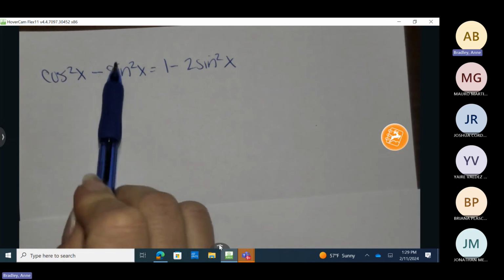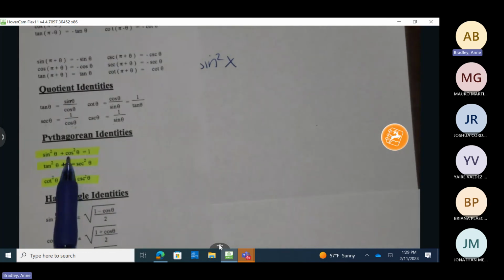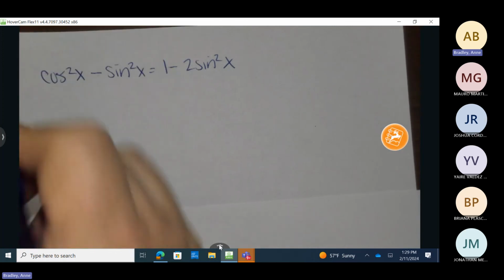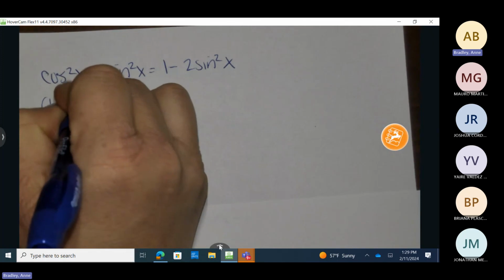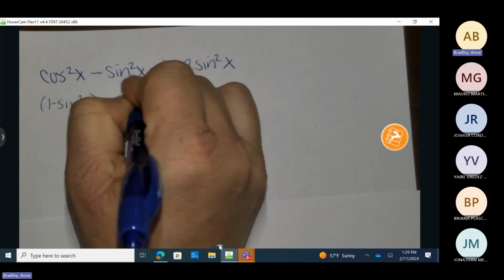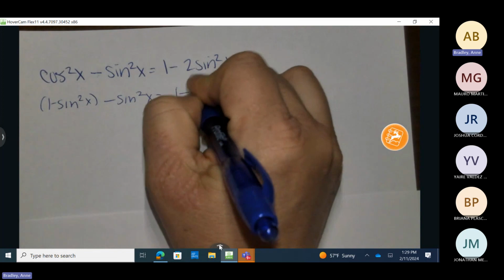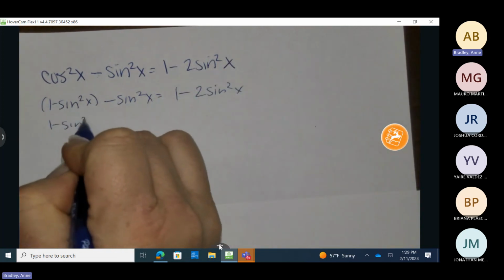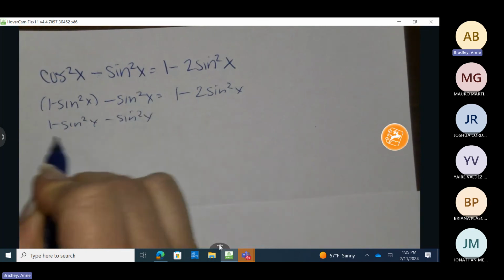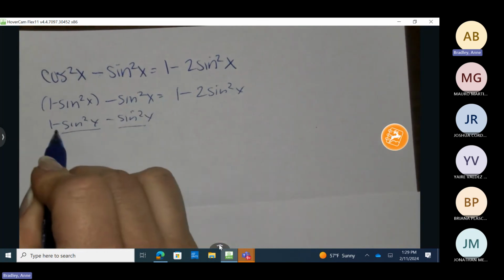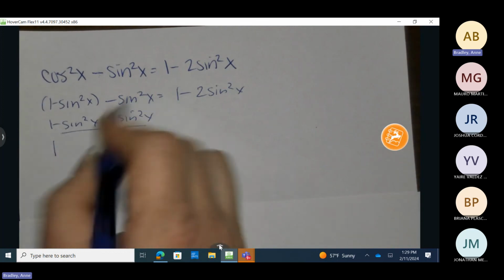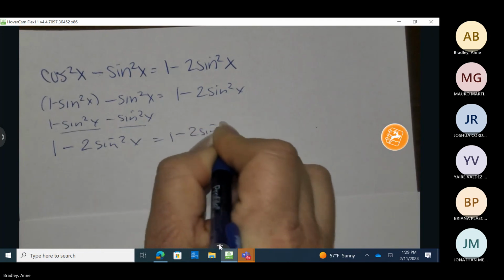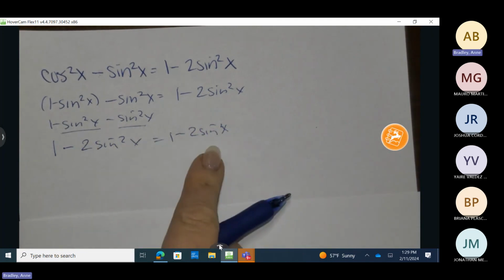So I don't want to distribute through a negative sign. I'm going to replace cosine squared with 1 subtract sine squared. So 1 subtract sine squared x minus sine squared x equals 1 subtract 2 sine squared of x. So 1 minus sine squared x minus sine squared x. So I have 1, and then I have 2 groups of a negative 1 sine of x, negative 1 sine of x. So there's 2 groups. Now the left side is equal to the right side.